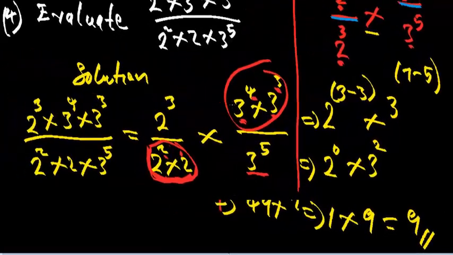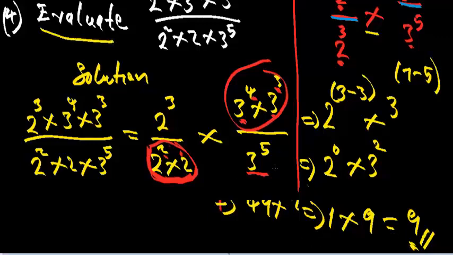And again, the question is saying evaluate. So you have to get a single value as your answer. But if it were to be simplified, then you would stop at the earlier point as the answer for simplification. But for evaluate, you proceed until you get a value for the answer.